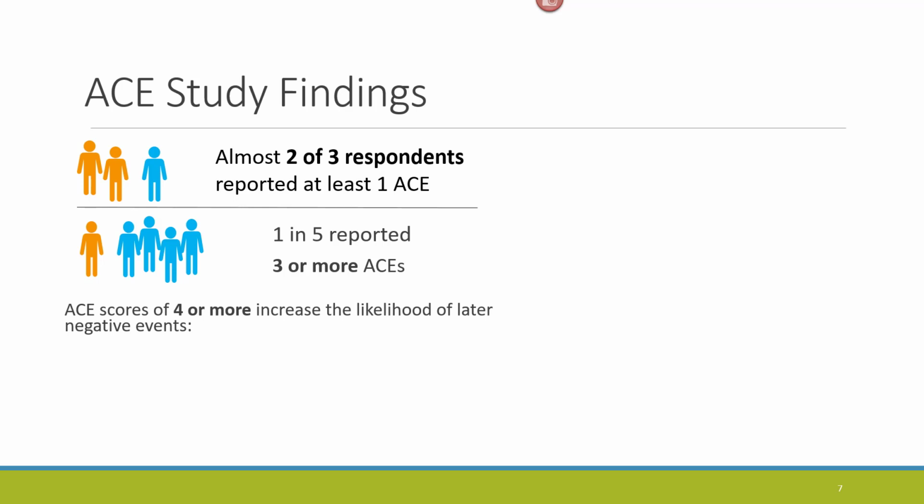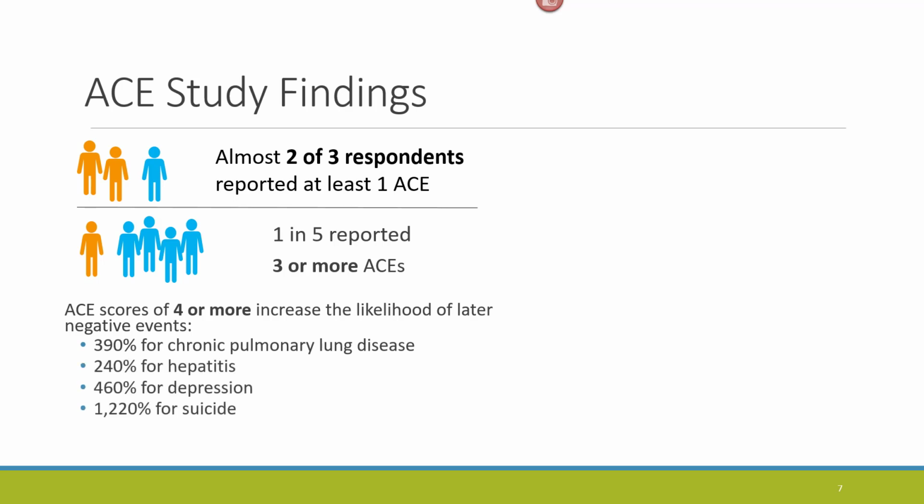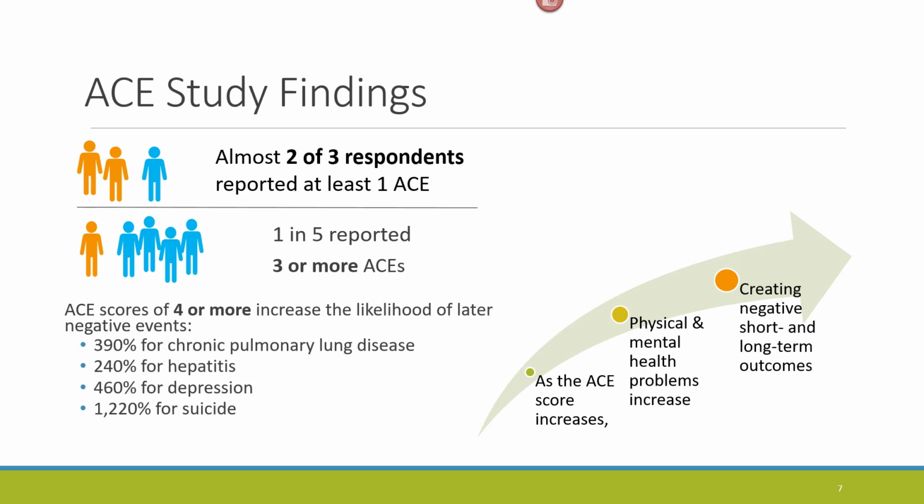The study found that for those with a score of 4 or more, the likelihood of chronic pulmonary lung disease, hepatitis, depression, and suicide increased significantly. The ACE study has been conducted multiple times in over 36 states with similar results, increasing its validity. As we can see, as the ACE score increases, physical and mental health problems increase, creating negative short and long-term outcomes.